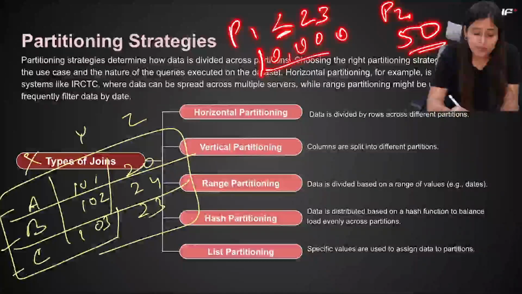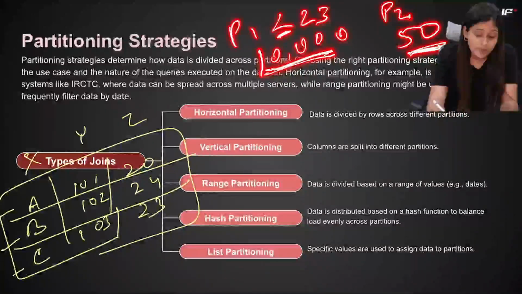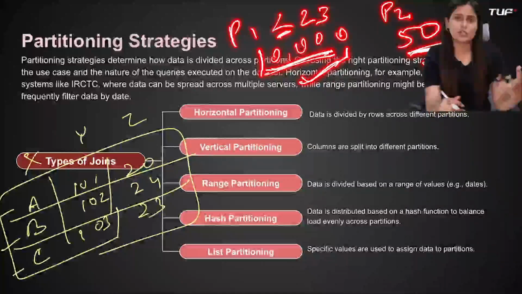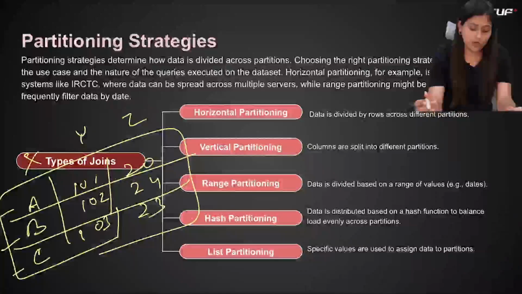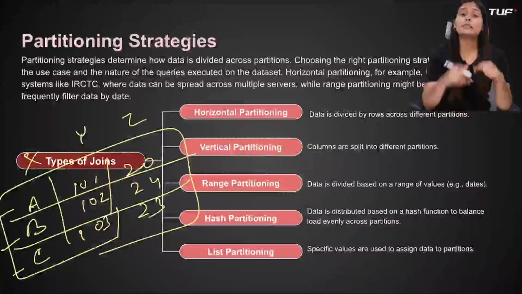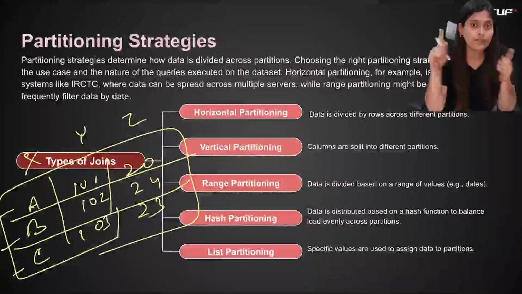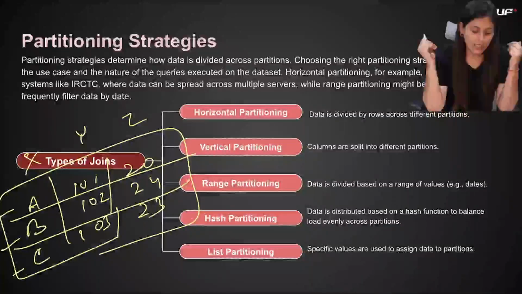So in this case, in partition 1, it is overloaded, you can see. And in case of P2, it is underutilized, right? So to overcome such scenarios, we go for hash partitioning because it takes care of equal division of the partitions, you can say.